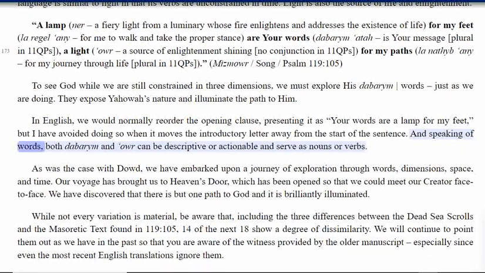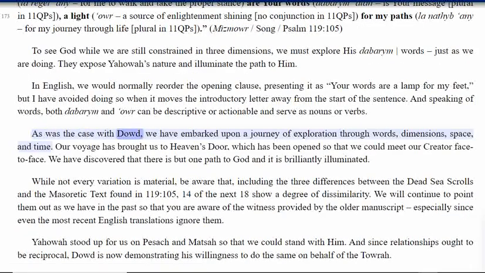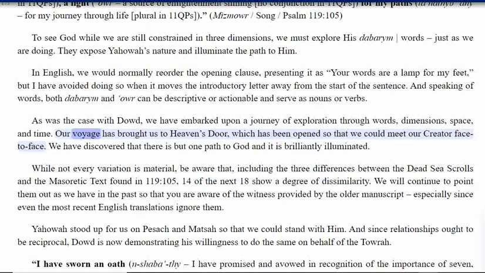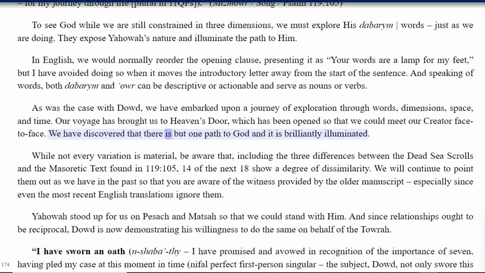And speaking of words, both dabarim and or can be descriptive or actionable and serve as nouns or verbs. As was the case with Dowd, we have embarked upon a journey of exploration through words, dimensions, space, and time. Our voyage has brought us to heaven's door, which has been opened so that we could meet our Creator face to face. We have discovered that there is but one path to God and it is brilliantly illuminated.